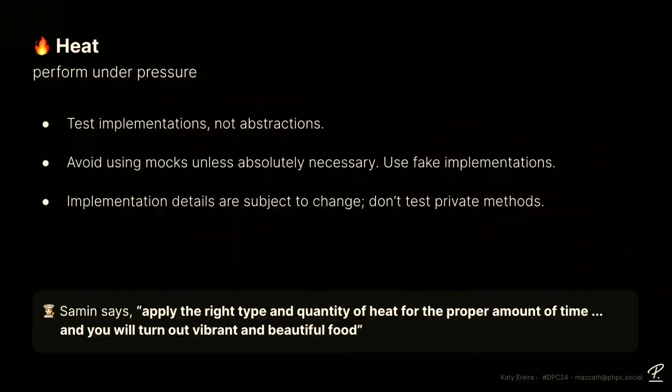It's a dependency tracker. The final element to good cooking is heat. And when we're talking about the onions, we're talking about performing under pressure, okay? When we apply heat to something, we make sure that it comes out good. Apply the right type and quantity of heat for the proper amount of time, and you will turn out vibrant and beautiful food.